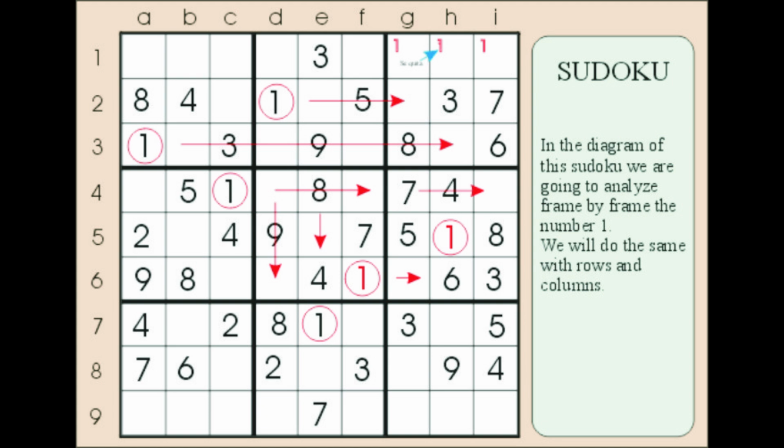Box 5 does not have the number 1. 1 cannot be in row 4, or in column D, nor in column E. Therefore the only space is 6F. We already find the first number.